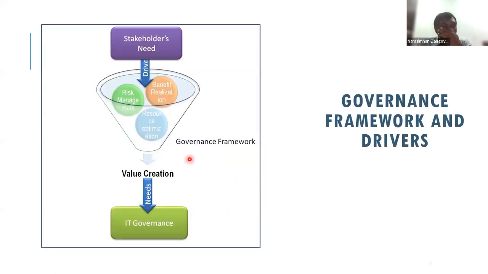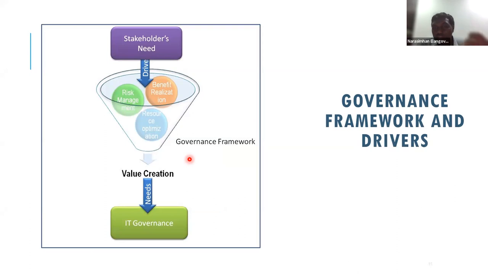And this is typically how a framework is designed, right? There is a stakeholder whose need, and there are three stakeholders' needs, which is called a driver: risk management, benefits realization, resource optimization. This is derived from the COBIT framework. I want to manage my risk. At the same time, I want to get benefits, that means whatever my target is, and I also want to optimize my resources. And that's basically the governance framework.